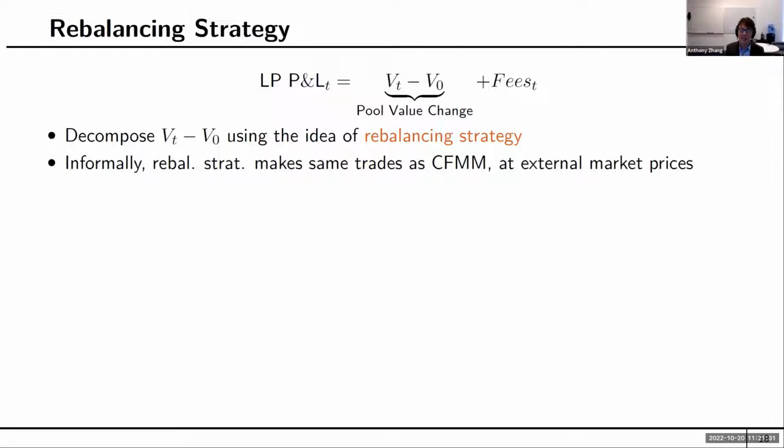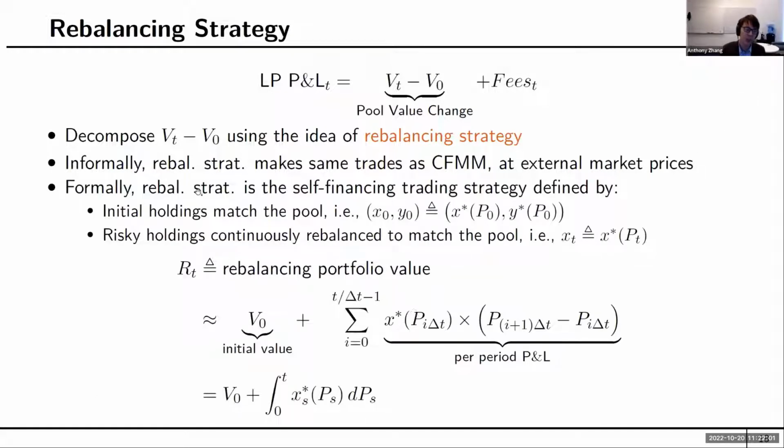Let's delta hedge the CFMM. So let's think of delta hedging by basically running a strategy which does exactly the same trades as the constant function market maker. It holds the same amount of Ethereum as the constant function market maker at any point in time, but does so by trading on Binance. Informally, we're going to make exactly the same trades at external market prices. If you short that thing, then you delta hedge the CFMM. If you long that thing, you're just replicating the CFMM, but doing so at external market prices instead of AMM prices. So formally, in continuous time, a rebalancing strategy is a self-financing trading strategy defined by the following conditions.